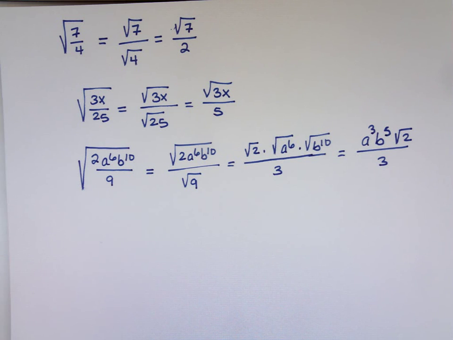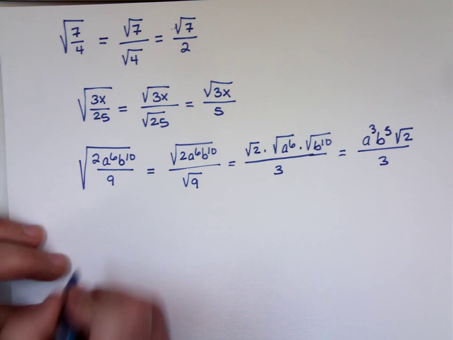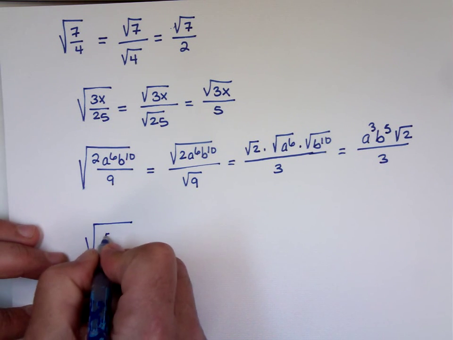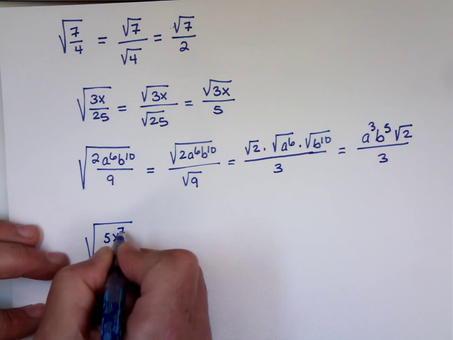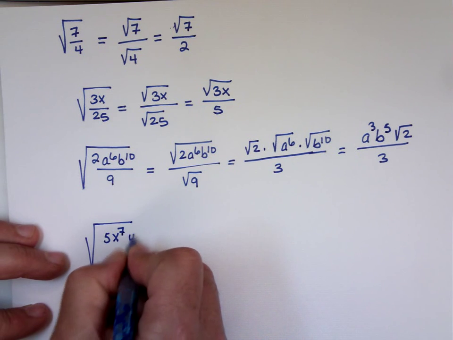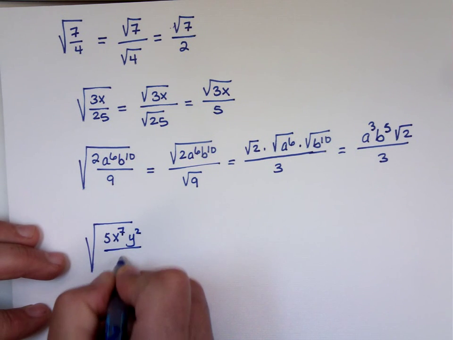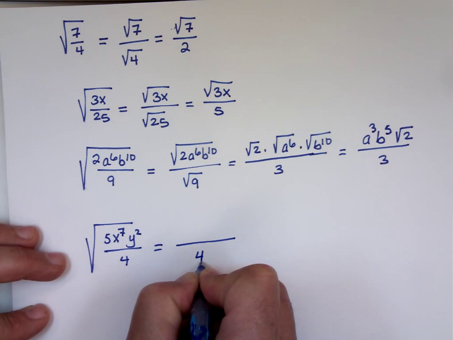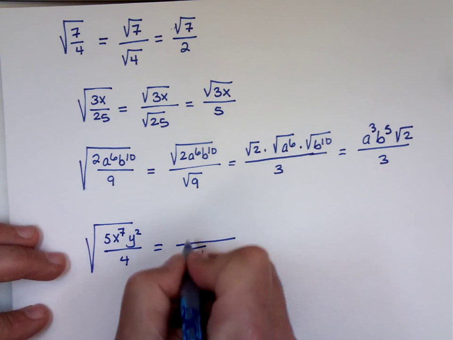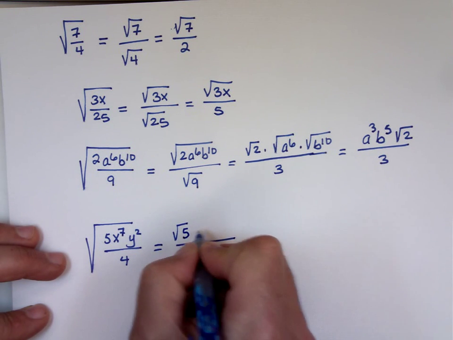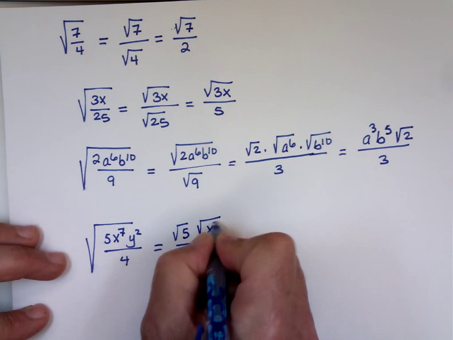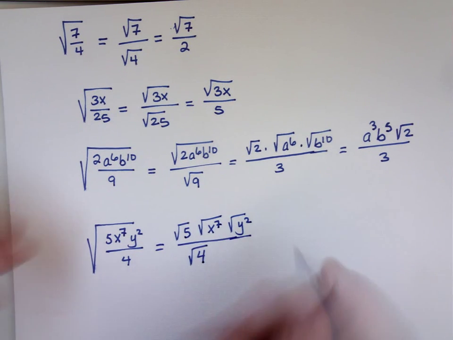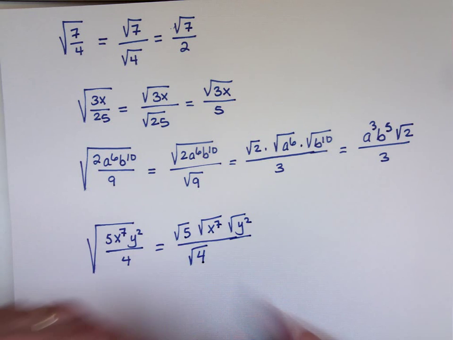One more, square root, I'm making it bigger, 5x to the 7 y squared over the 4. I can break it down, 4 in the bottom with the square root of 5, square root of x to the 7, square root of y squared. The problem with 7 is I can't divide it by 2. So I got to take the 7, break it down. There's the 2 in the bottom.